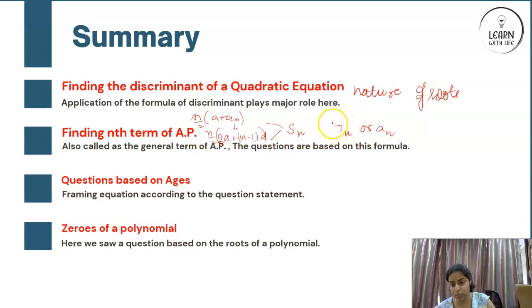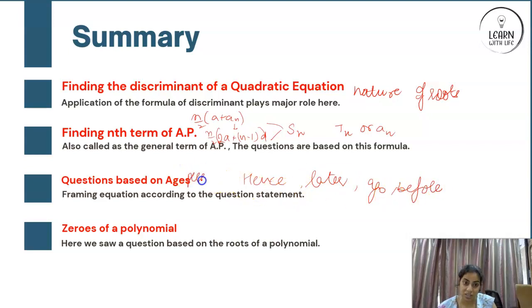Next is questions based on ages. You have to calculate the age, and you can be asked about the present age or the age 7 years hence. Words like hence, later, ago, before, present, now, you should pay a lot of attention to them because they will decide the answer. If you mistakenly read 7 years hence as 7 years ago, that is a huge blunder, and we don't want you to do that.